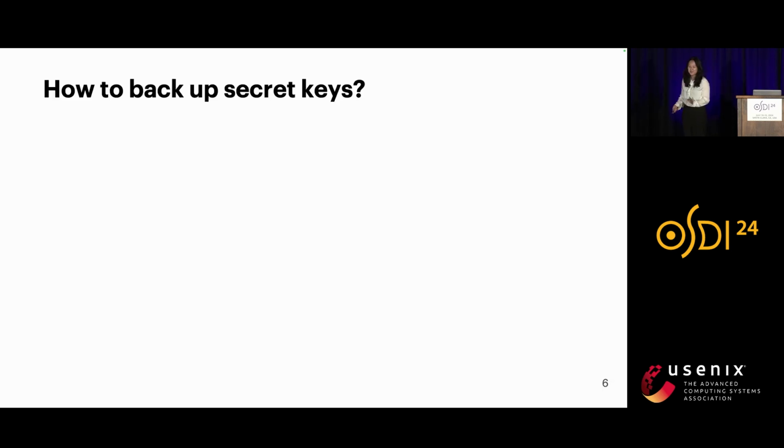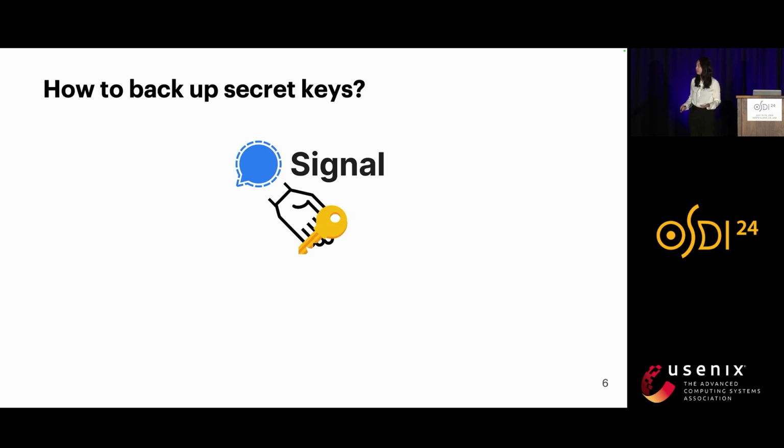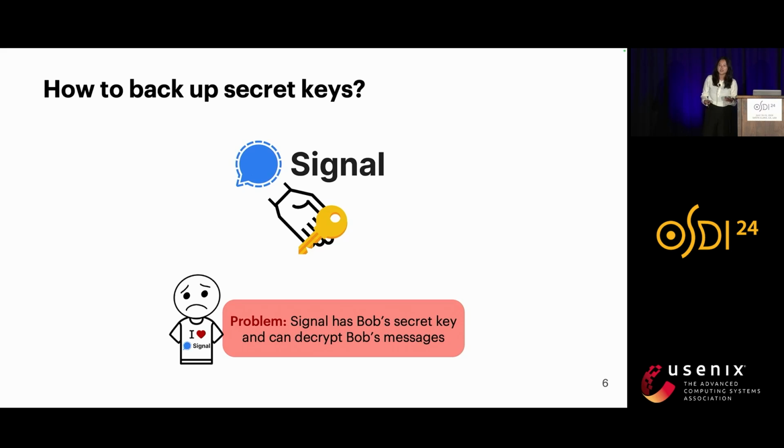So anyways, let's talk about how we actually back up our secret keys. So one thing you could do is just hand over your secret key to Signal and say, like, hey, store this for me in case I ever need it. Unfortunately, this means you are giving your secret key over to Signal, and Signal can now read your encrypted messages, and you kind of undermine all of the reasons you are using end-to-end encrypted messaging.